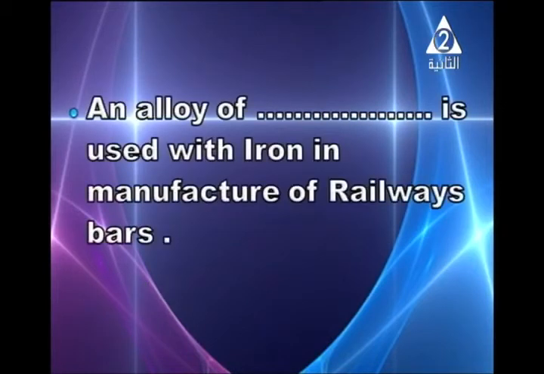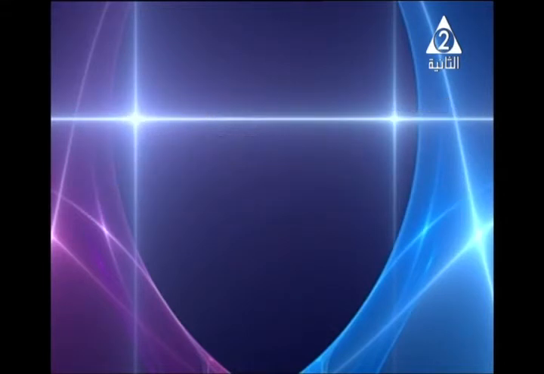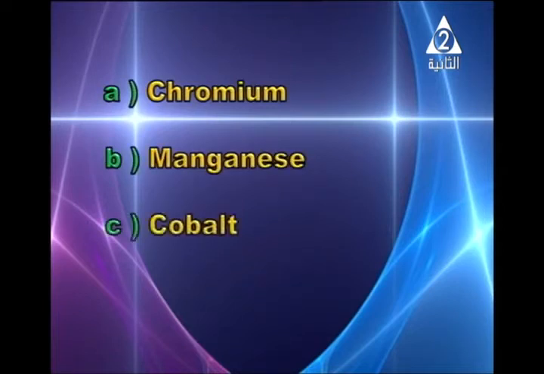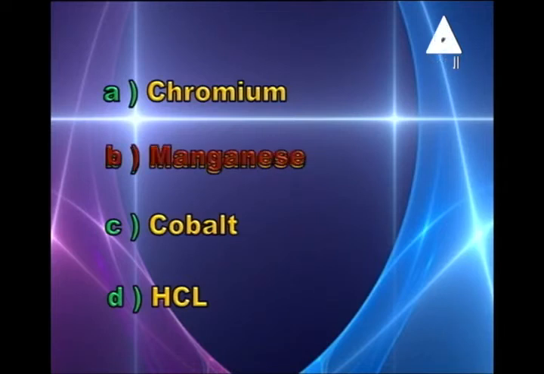An alloy is used with iron in manufacture of railway bars. We have different choices: chromium, manganese, cobalt, and HCl. Of course, the answer is manganese. The iron manganese alloy is used in railway bars.